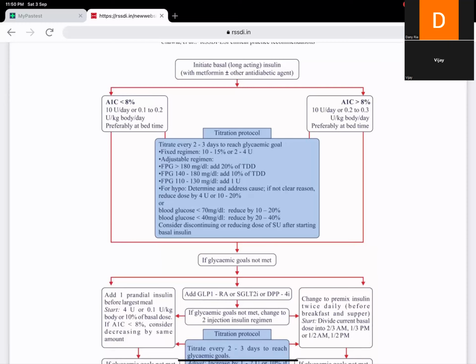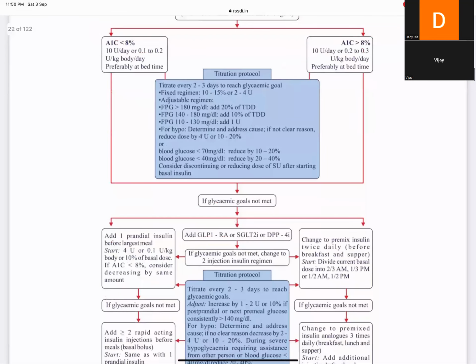My doubt is, that's what we do. If it is less than 70, we have reduced it by 10 to 20%. So say 10 units we are giving, we reduce by 10 to 20%, so we are giving 6 units. If the blood glucose is less than 70, the patient will anyway go for hyperglycemia.